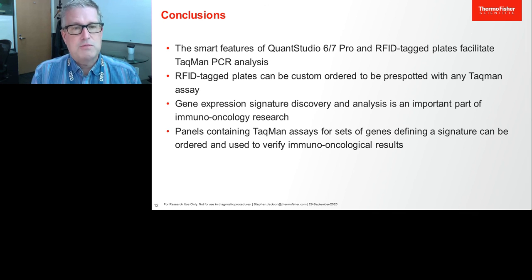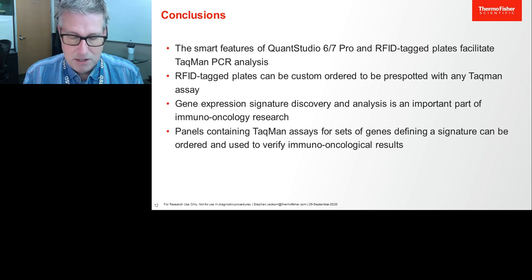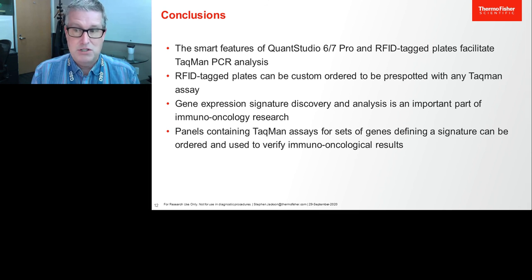I showed you that gene expression signature discovery and analysis can be an important part of the immuno-oncology research program. Panels that contain TaqMan assays for sets of genes can define a signature and can be used for these immuno-oncology research results. I want to emphasize that these panels and everything here are for research use only and not for diagnostic use.